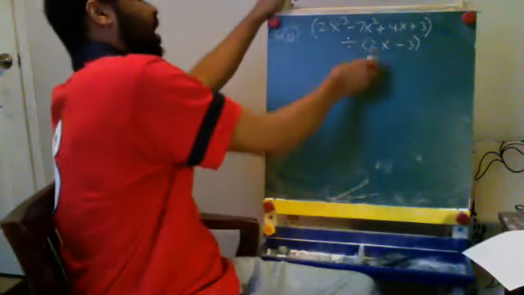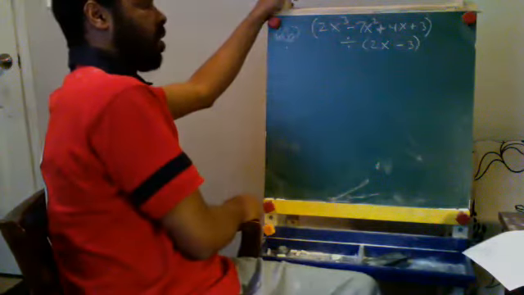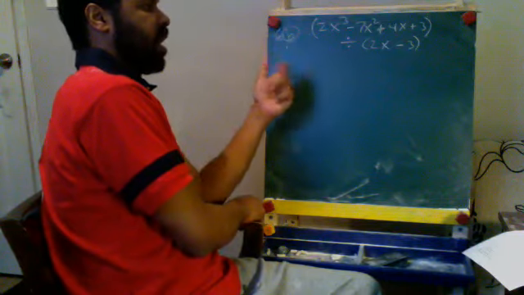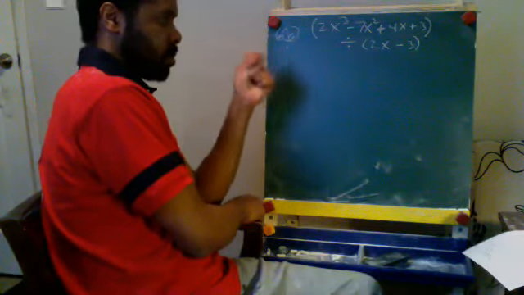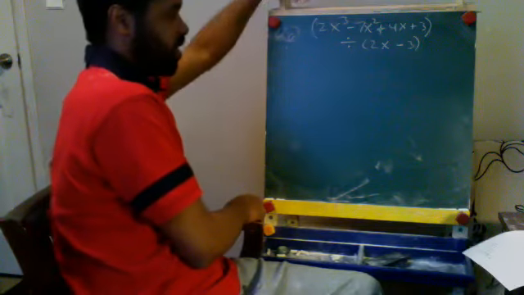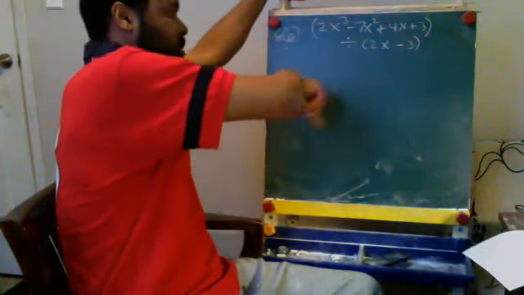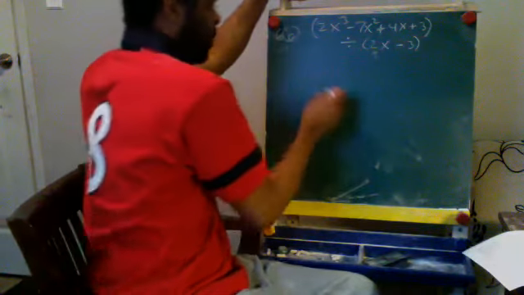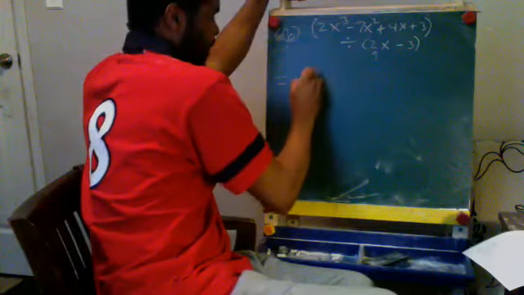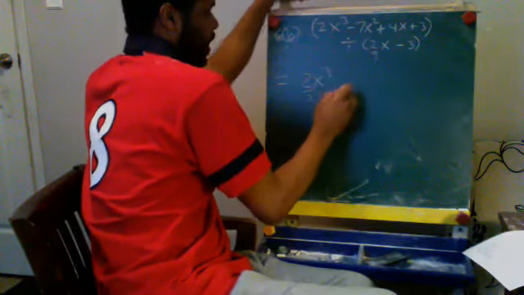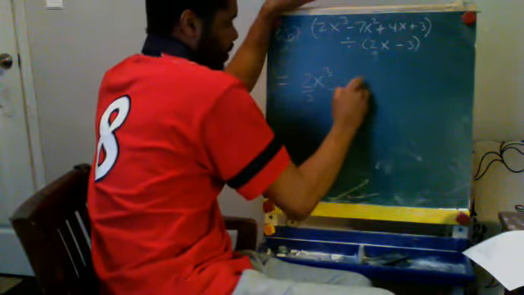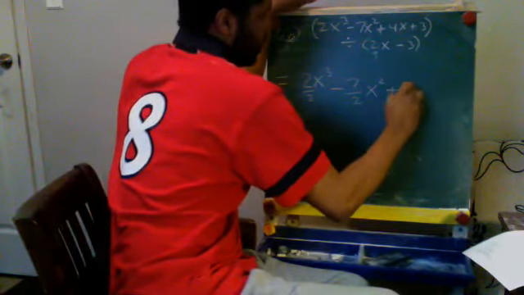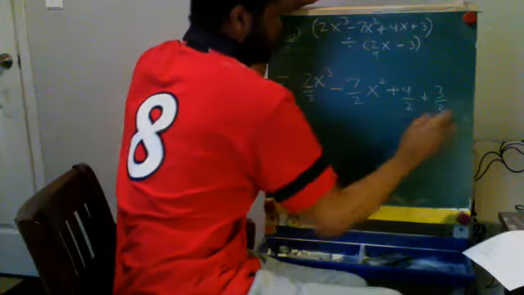So I want to divide this 2x cubed minus 7x squared plus 4x plus 3 by 2x minus 3. Problem is, if I'm going to use synthetic division, I don't have any process that tells me what happens when this is greater than 1 or different from 1. So what I need to know is that this is going to be the same as if I take 2x cubed and divide everything by 2: minus 7 over 2 x squared plus 4 over 2 plus 3 over 2.